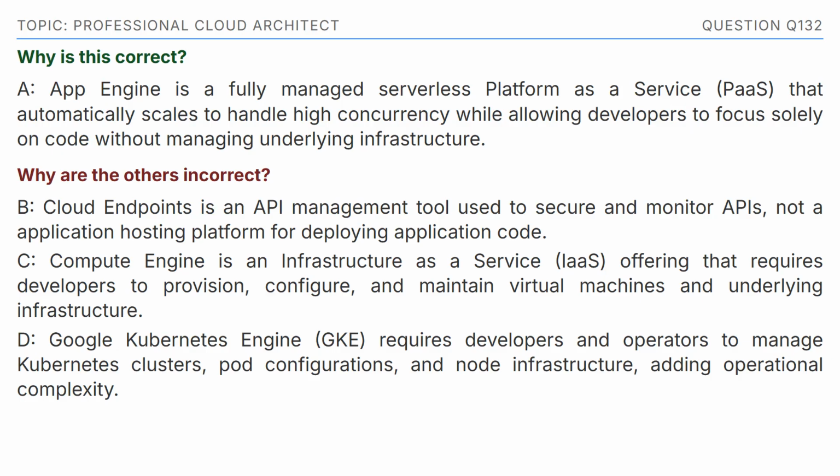Why are the others incorrect? B. Cloud Endpoints is an API management tool used to secure and monitor APIs, not an application hosting platform for deploying application code. C. Compute Engine is an infrastructure as a service (IaaS) offering that requires developers to provision, configure, and maintain virtual machines and underlying infrastructure. D. Google Kubernetes Engine (GKE) requires developers and operators to manage Kubernetes clusters, pod configurations, and node infrastructure, adding operational complexity.